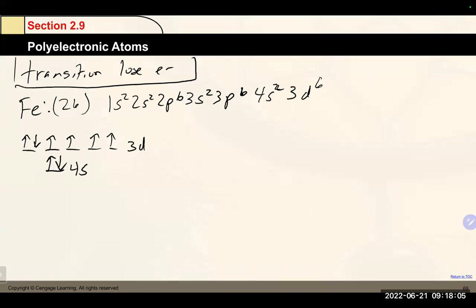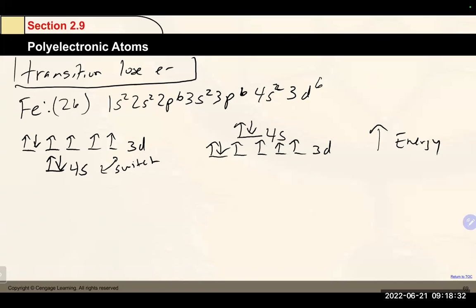But what happens as we start to populate the d orbitals, there is again that sort of switch in energy that occurs. And this really occurs with transition metals. What ends up happening is the 4s electrons actually end up being higher in energy than the 3d. So basically what that means is when transition metals go to lose electrons, they will always lose the s electrons first.